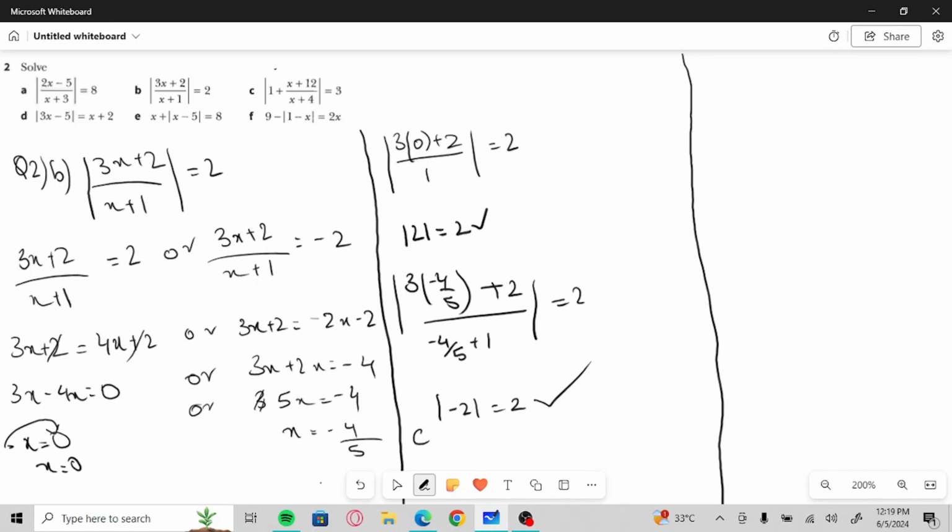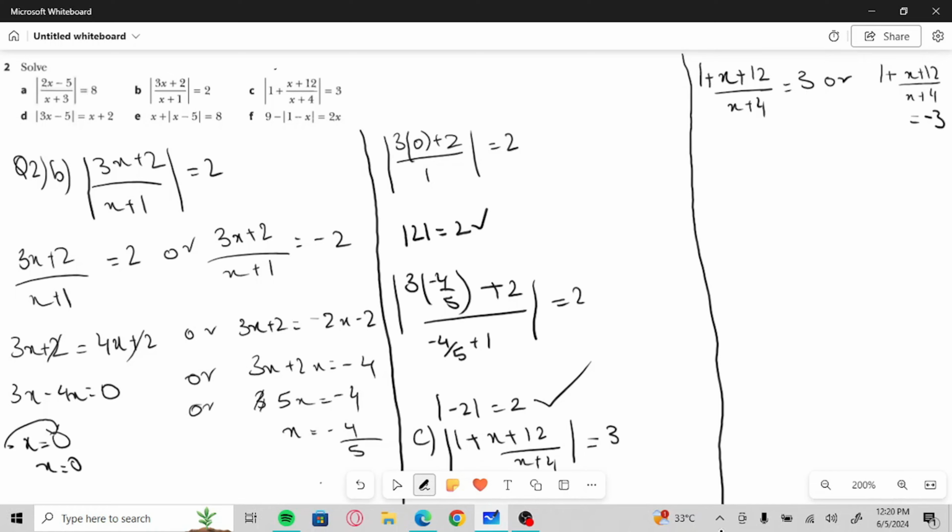For the third part C, we have a modulus of 1 plus x plus 12 upon x plus 4 is equal to 3. Input the values, we will get two different values, positive and negative. 1 plus x plus 12 divided by x plus 4 is equal to 3, or 1 plus x plus 12 upon x plus 4 is equal to negative 3. A mistake that most people make is directly multiplying 3 with x plus 4. But no, you should first take the LCM, as this one does not have a denominator of x plus 4. So it's important for all of these to have a denominator of x plus 4 for it to be multiplied on the other side. So not right now.